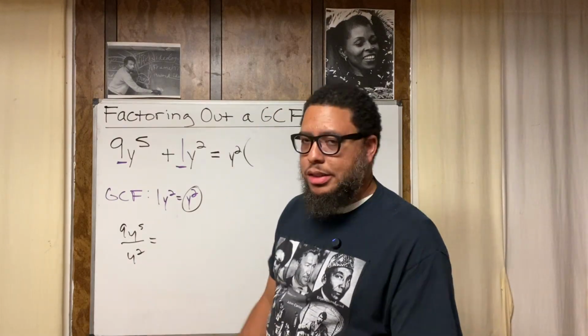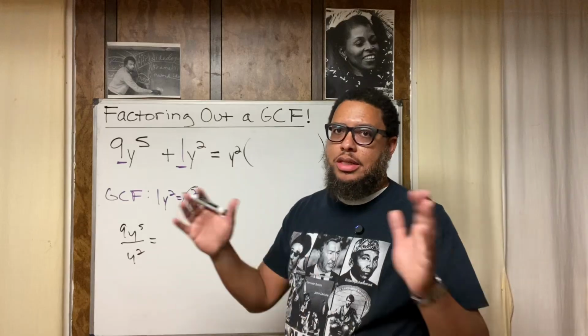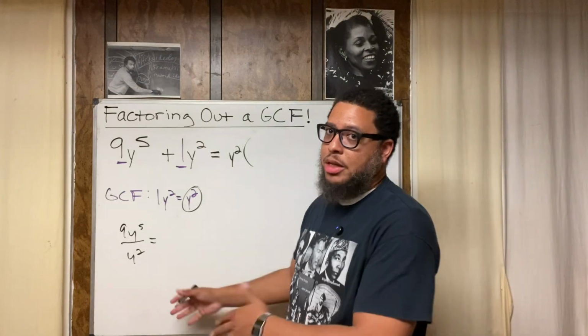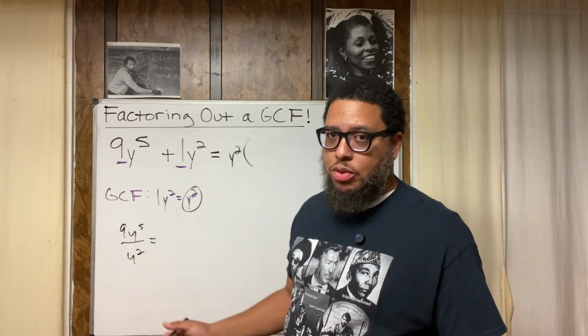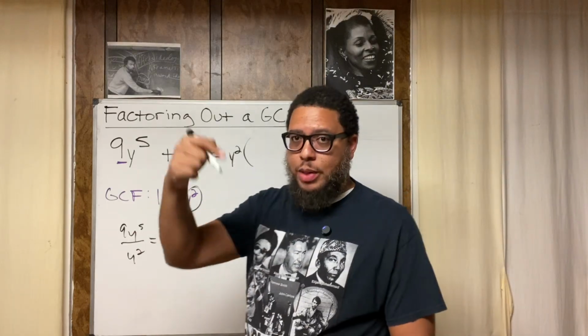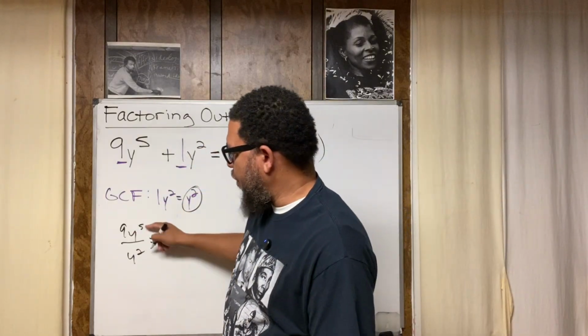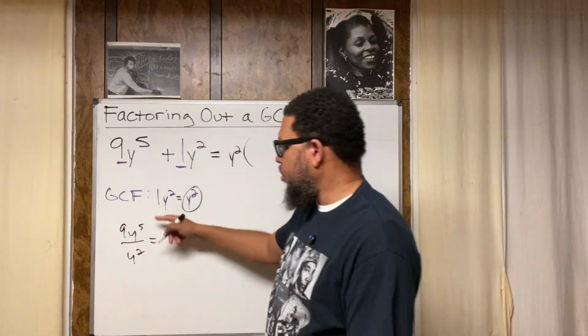Now, this is a shortcut. There's a much more lengthy conceptual explanation that I'm not about to do right here, because I've done it in other videos on my playlist on exponent rules on this channel. That's why you need to be subscribed. All right, so 5 minus 2 is 3. So that's y to the third.